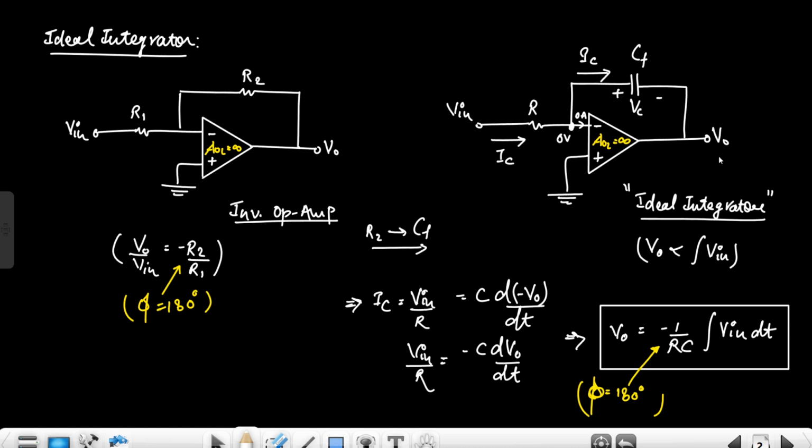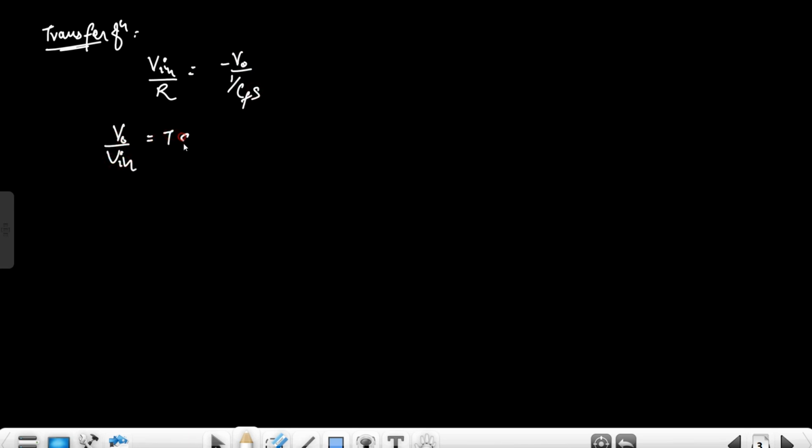So the transfer function will be V0 upon Vin, right? We have to apply KCL at the inverting terminal. So Vin minus 0 by R is equal to, incoming is equal to outgoing, 0 minus V0 upon this impedance, that is 1 upon CS, the impedance of the capacitor. So Vin upon R is equal to minus V0 upon 1 upon CS. So V0 upon Vin, which is the transfer function, is equal to minus 1 upon RCS. So this is the transfer function, right?